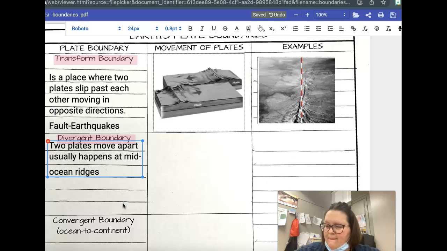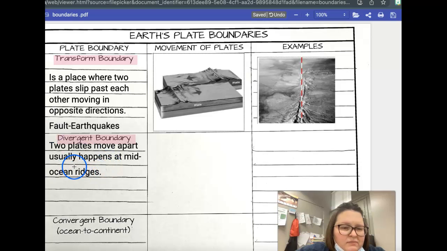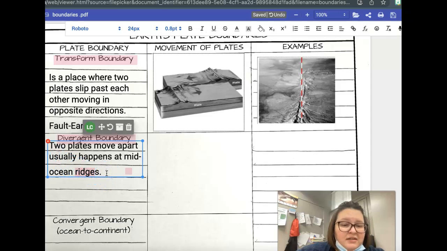So you usually get something when this happens. The area that they like to call this is a ridge. This word right here, a ridge, just without the S. They call this area a ridge, and it's usually going to happen underneath the ocean floor where you can't see it. So I'm going to make a few notes right here.